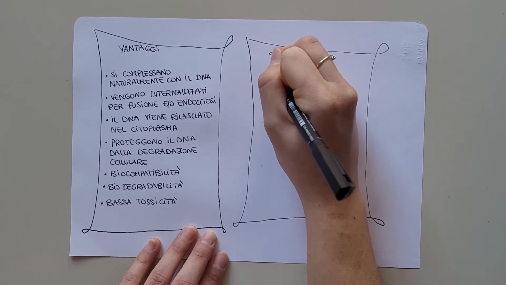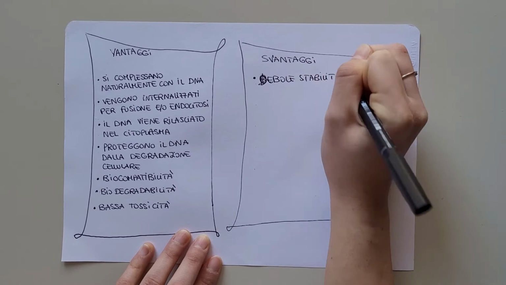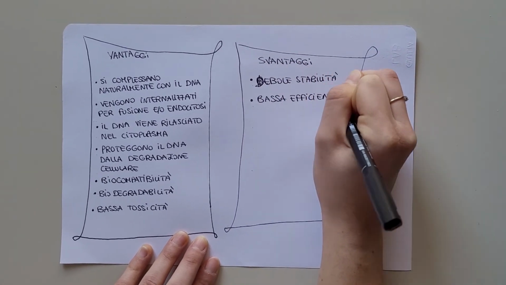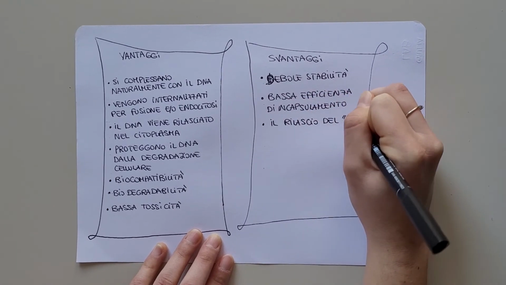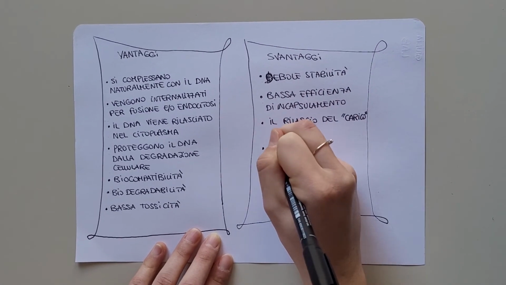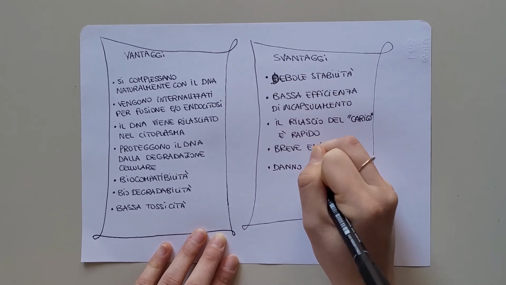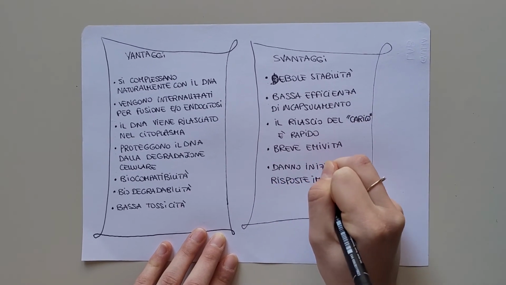Detriments: weak stability, low encapsulation efficiency, the release of the load is fast, short biological half-life, initiate immune responses by activating the complement system.